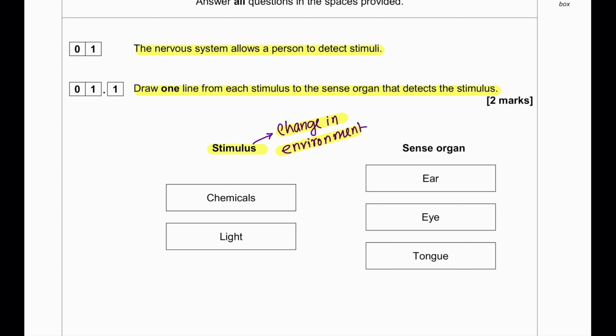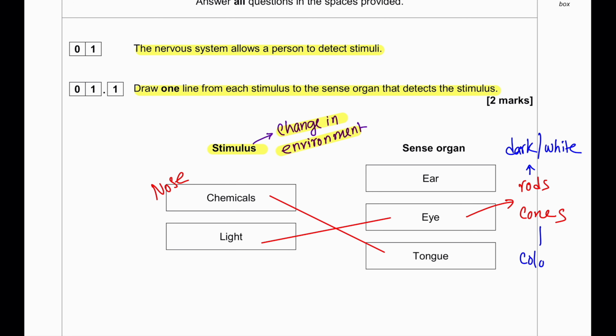Now we can see chemicals. Obviously, chemicals will be detected by the tongue. There are two places where chemicals can be detected, either the tongue or the nose. Light, we only have one kind of receptor, that is the eye. So the eye contains rods and cones. The rods are able to detect dark and white light, and the cones can detect color.